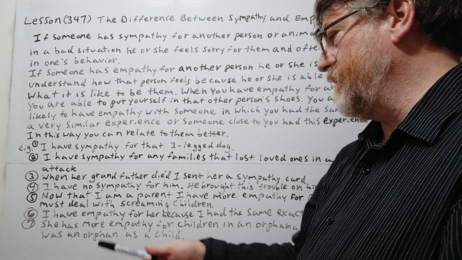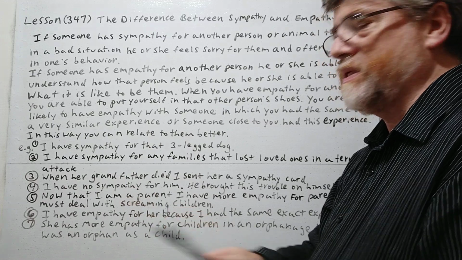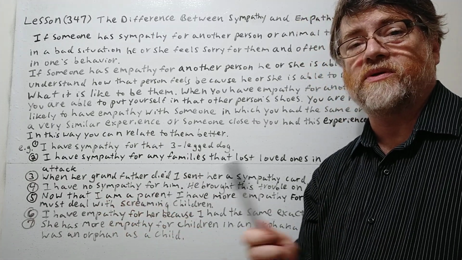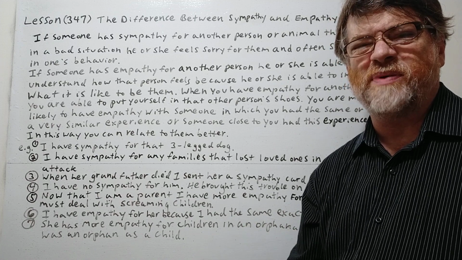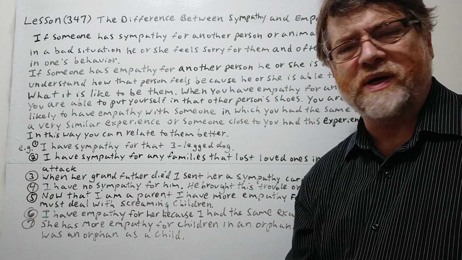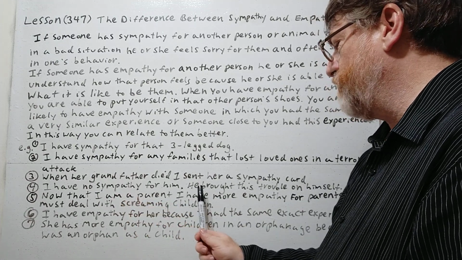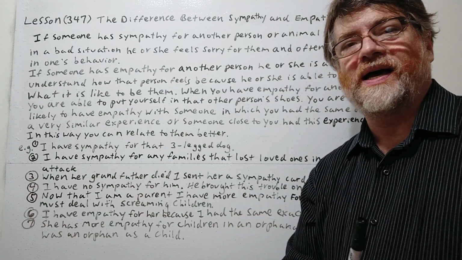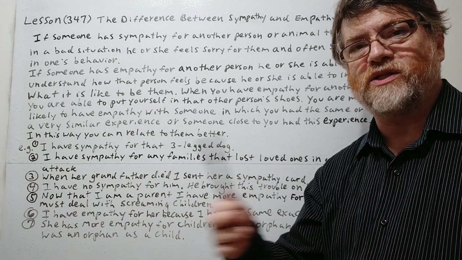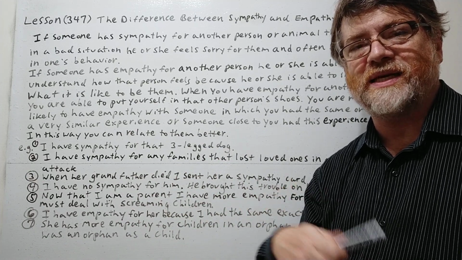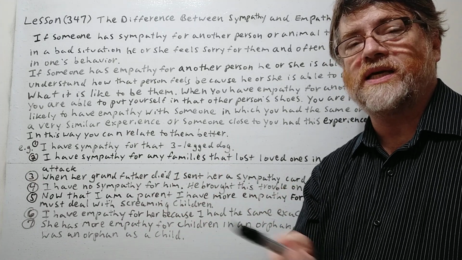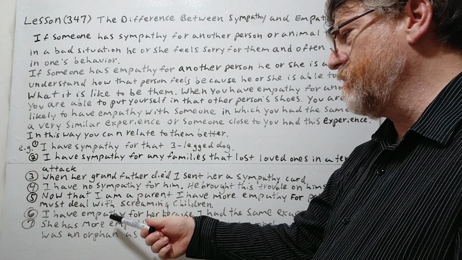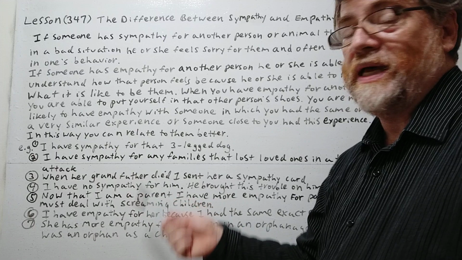All right, and let's look at number four here. It's the last sympathy one. I have no sympathy. A lot of times you'll say that. You rarely say I have no empathy. That's just weird. But you say I have no sympathy for him, he brought this trouble on himself. Empathy is something you could relate to more. So you're not as likely to say you have no empathy, but you might say you have no sympathy for someone.